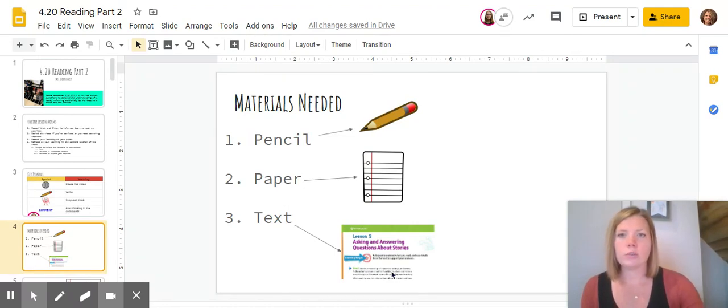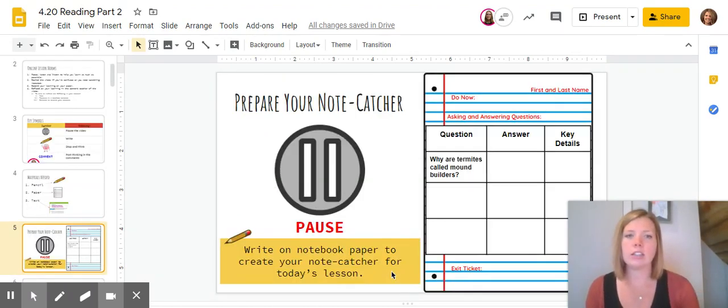All right, so now that you know what materials you need, let's take a look at how we're going to set up our paper today. So you'll see at the top again, I have a spot for our first and our last name, a section for your do now. This asking and answering questions table is similar to last week. The difference is that this question has changed in this first column, and then there are also 3 rows now. So make sure that you make those adjustments here. And then at the top, your headings are question, answer, and key details. So make sure you add those up there.